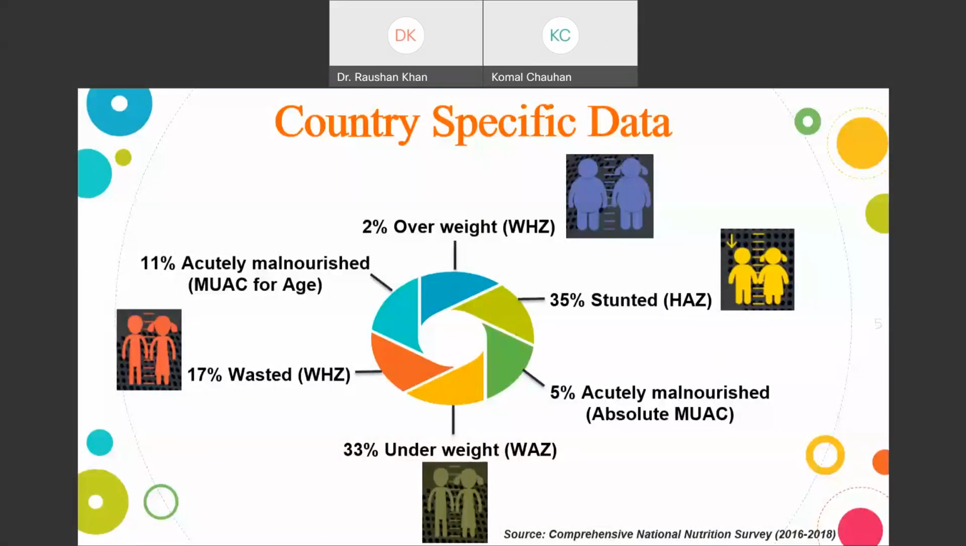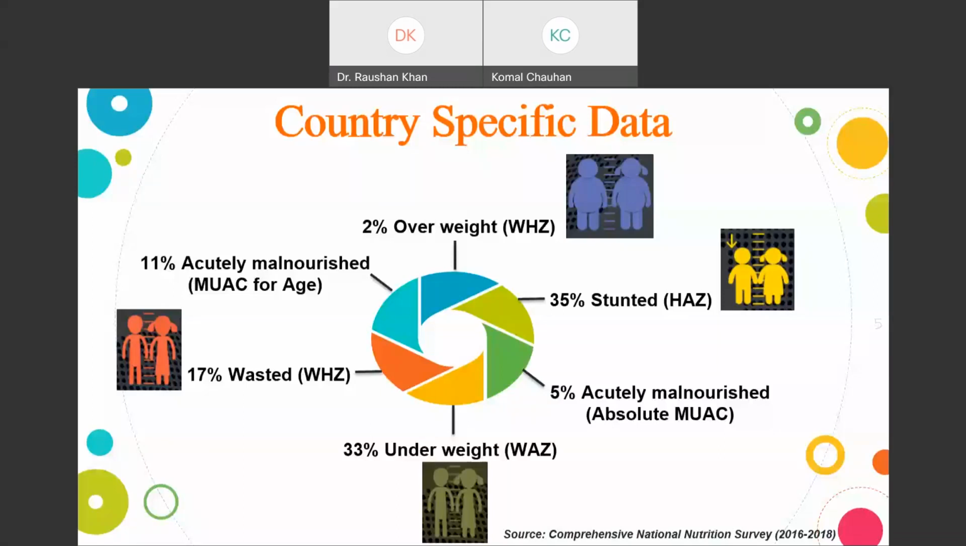33% of the children are underweight, that is, their weight is lower than it should be for their age, and 35% of the children are stunted, that is, their height is low for their age. 2% of the children are overweight, that is, their weight is more than it should be for their height.